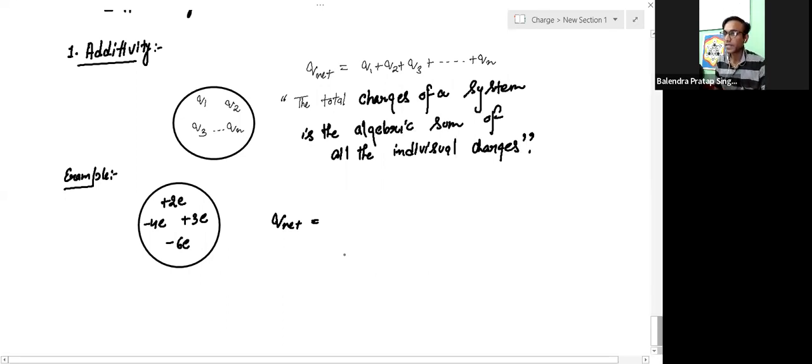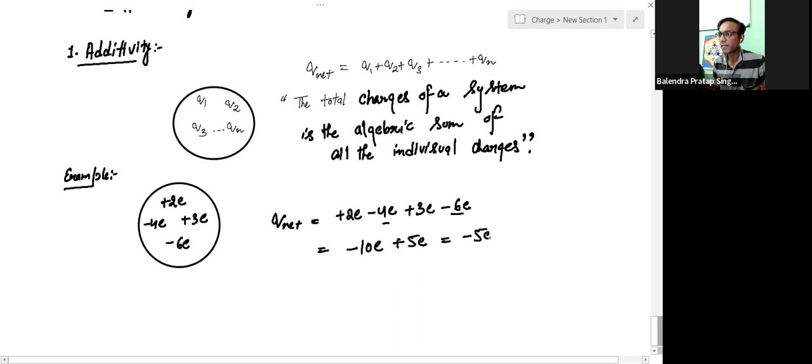Okay, so let me explain. It has a charge. As I told you, you just have to add all the charges. The first one is plus 2e, the other one is minus 4e, the next one is plus 3e, and the last one is minus 6e. So if you add all these charges, what is the resultant? The negatives give minus 10, and the positives give 5. So minus 10e plus 5e, the answer is minus 5e.